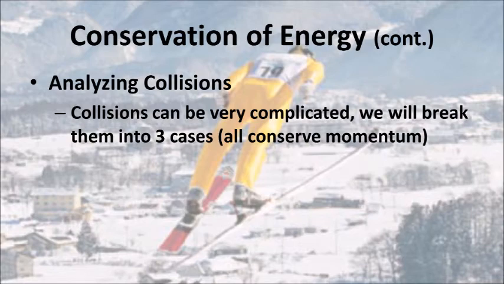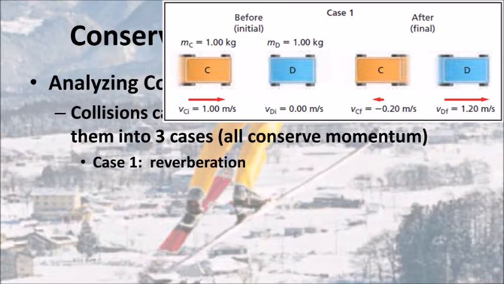We're going to look at 3 different cases of collisions. In case 1, I'm going to call this reverberation. So we have 2 carts that collide. The first cart that was initially moving bounces backward.